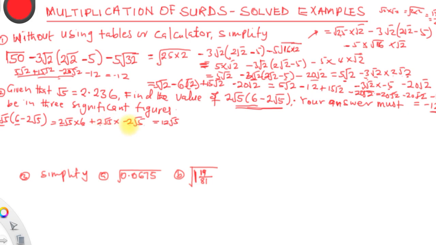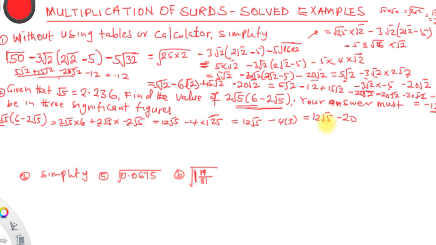Positive times negative gives negative. So 2 times negative 2 is negative 4. Root 5 times root 5 is root of 25, which is 5. So you get 12 root 5 minus 4 times 5, which is 12 root 5 minus 4 times 5. 4 times 5 is 20.